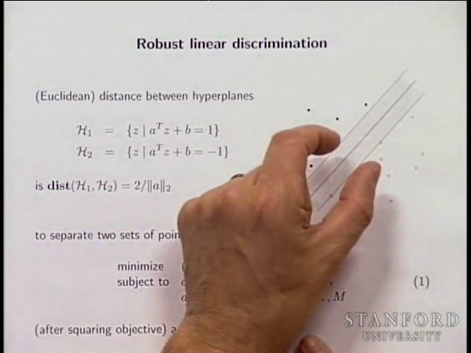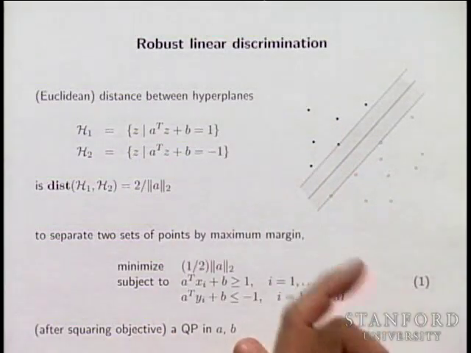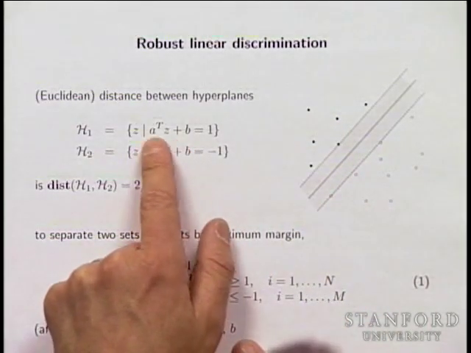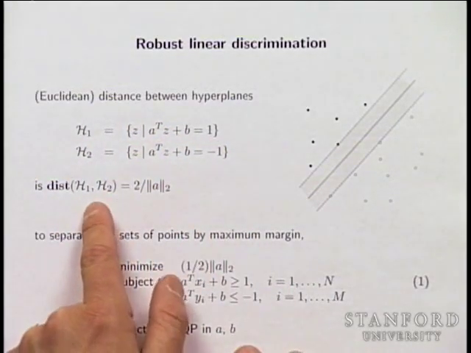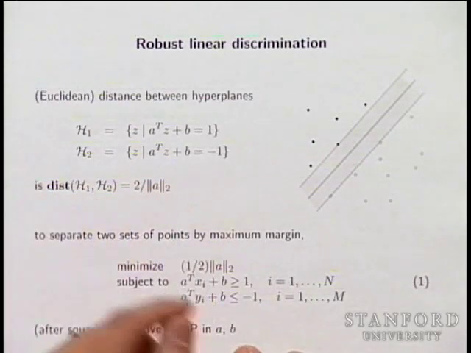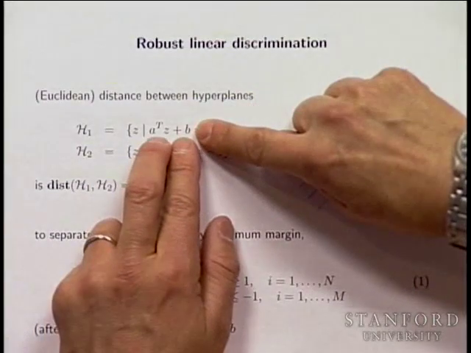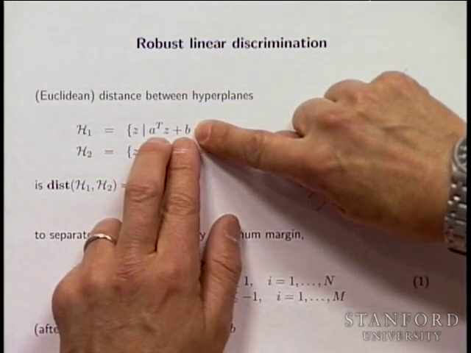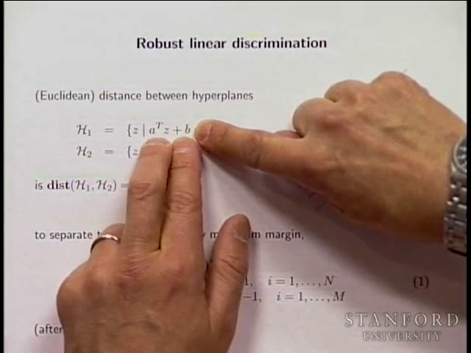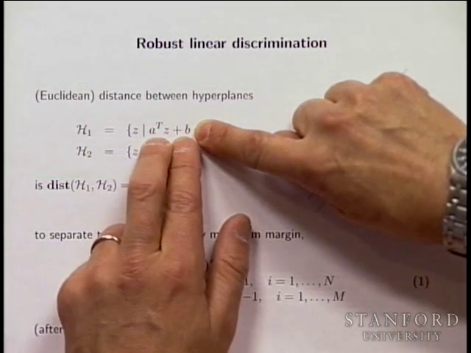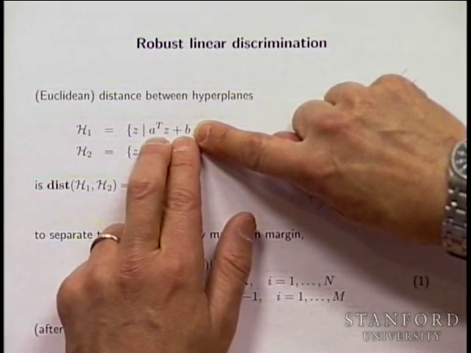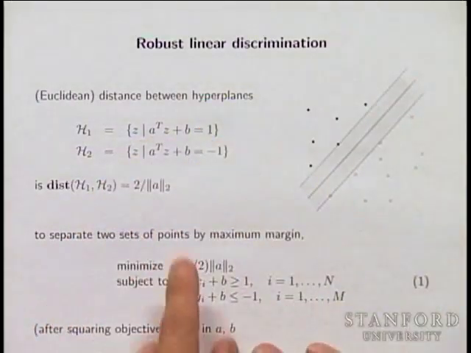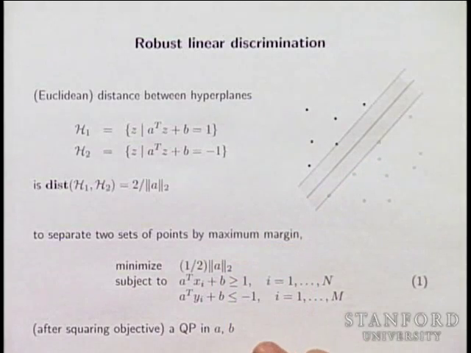One way to say that is to work out the thickest slab that lies between the sets. And the way that works is this. If you have two hyperplanes, for example, the sets defined by A transpose Z plus B equals 1 and minus 1, the distance between them is 2 over the norm of A. In general, A transpose Z plus B, provided you divide by norm A, is the signed distance to the hyperplane A transpose Z plus B equals 0. So the thickness of this slab is 2 over the norm of A.